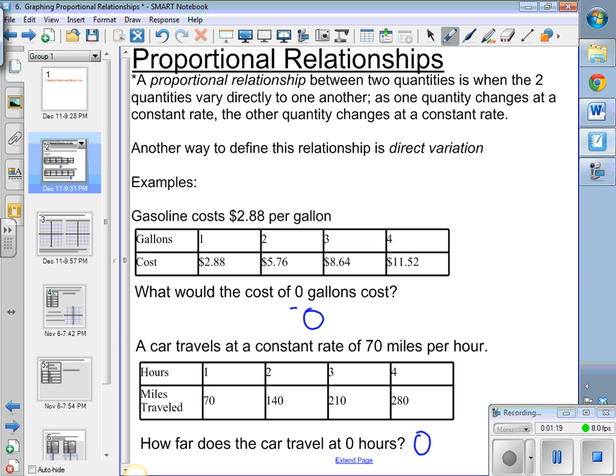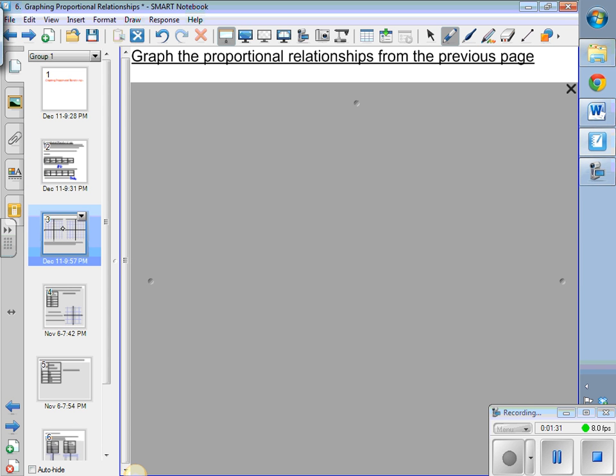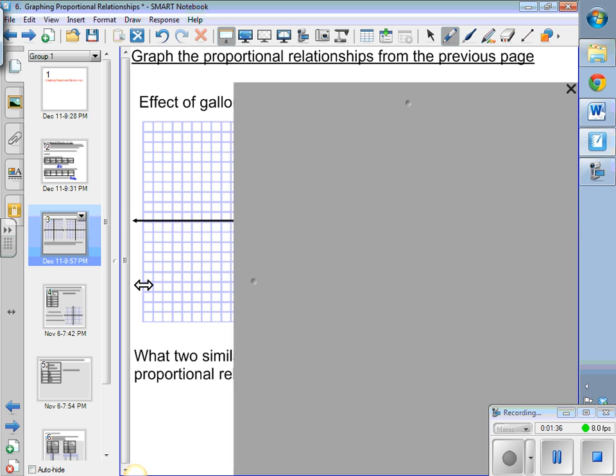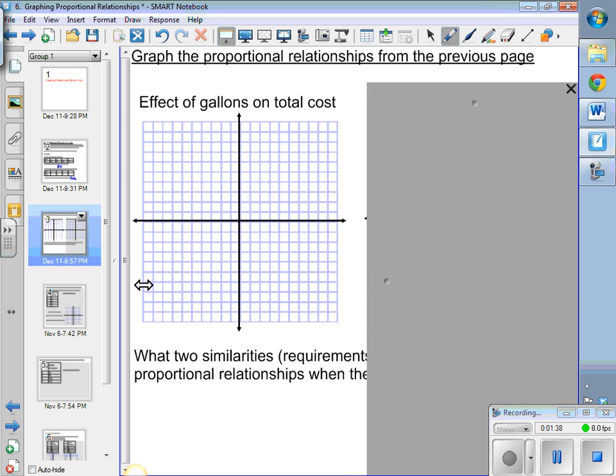Okay, so I guess we should have the dollar sign here and the miles label here. All right. Easy enough so far, right? Okay, so we're going to graph the proportional relationships from our previous page. The effect of gallons on the total cost. So it was $0.